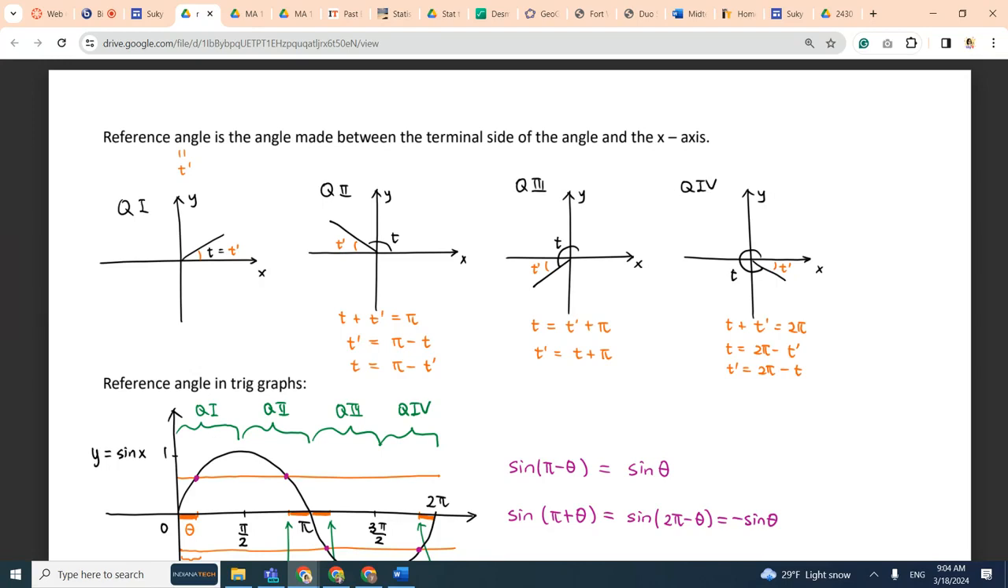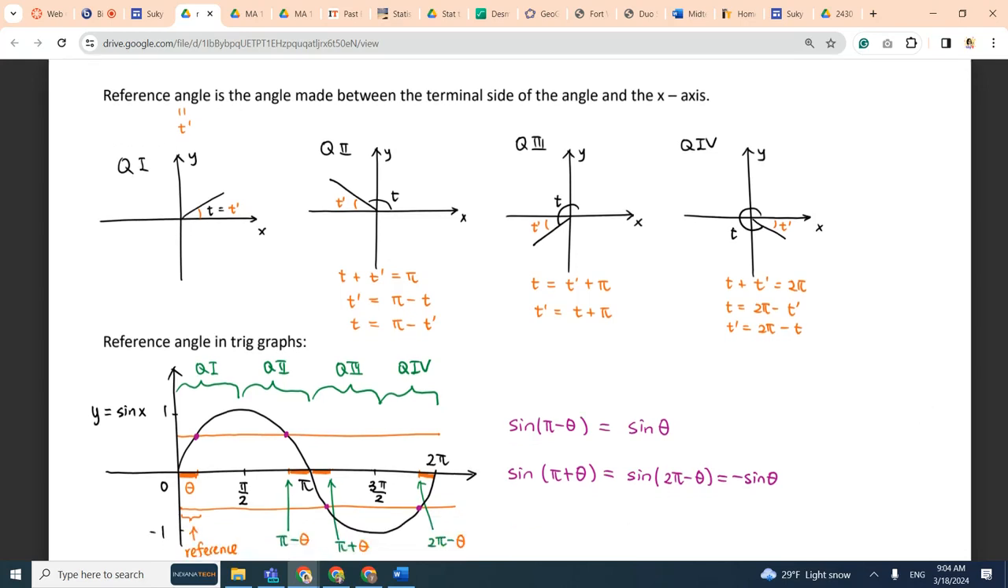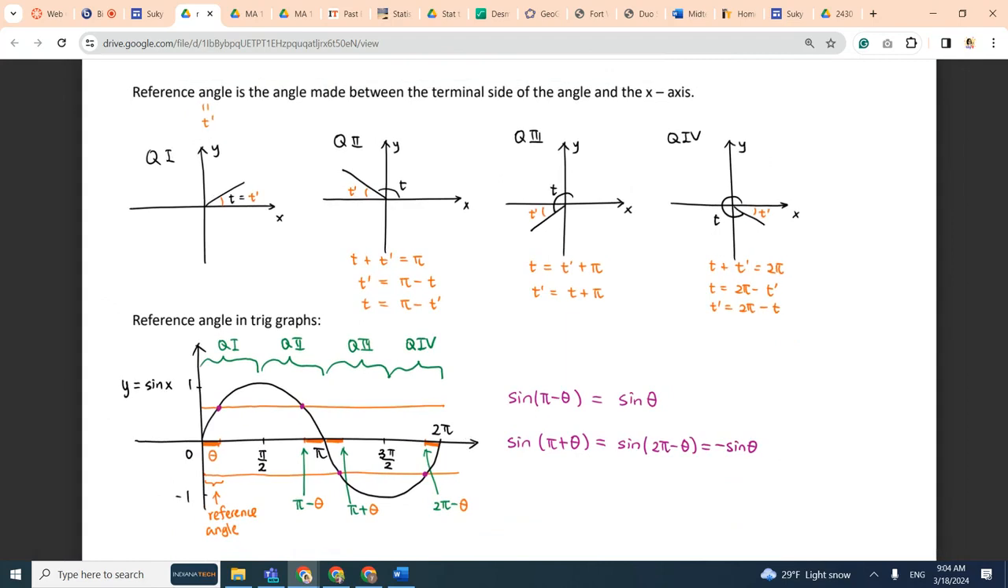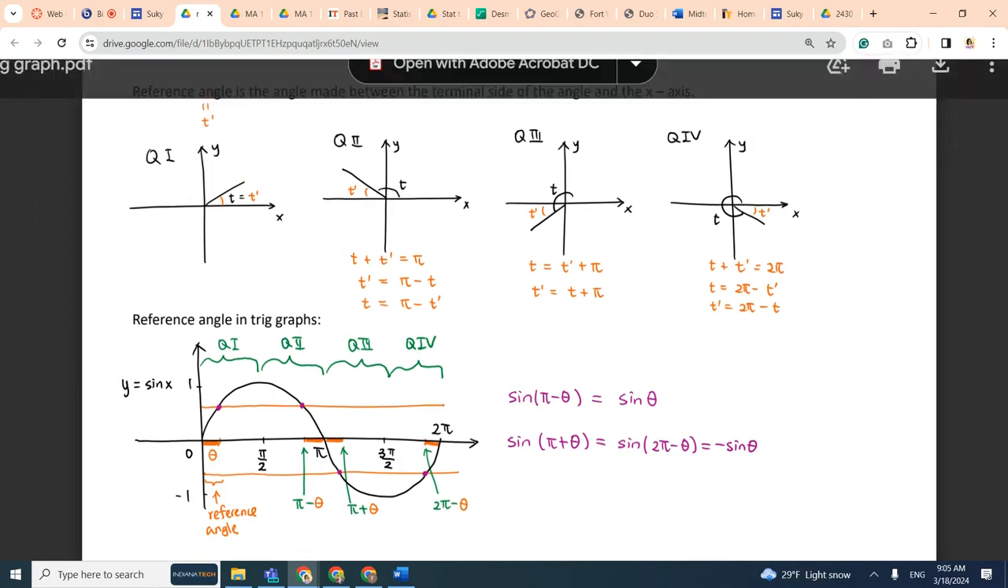And then the third quadrant, can you see the t? t is pi plus t prime, right? And in the last quadrant, you see t plus t prime together is 2 pi, right? Do you still remember those from chapter 7? So that is what we learned before. Now, how about the trig graphs? Can we see the reference angle in the trig graphs? Let's look at the sine function.